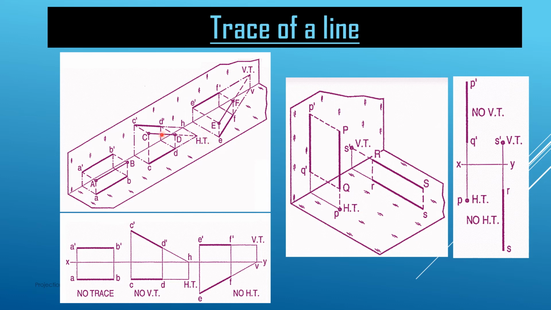We know that this line is intersecting the plane at HT. So that point is called the trace, and it is the horizontal trace because we are getting that trace on the horizontal plane. So now how did we get it? To get it on the two-dimensional sheet, let us see this.